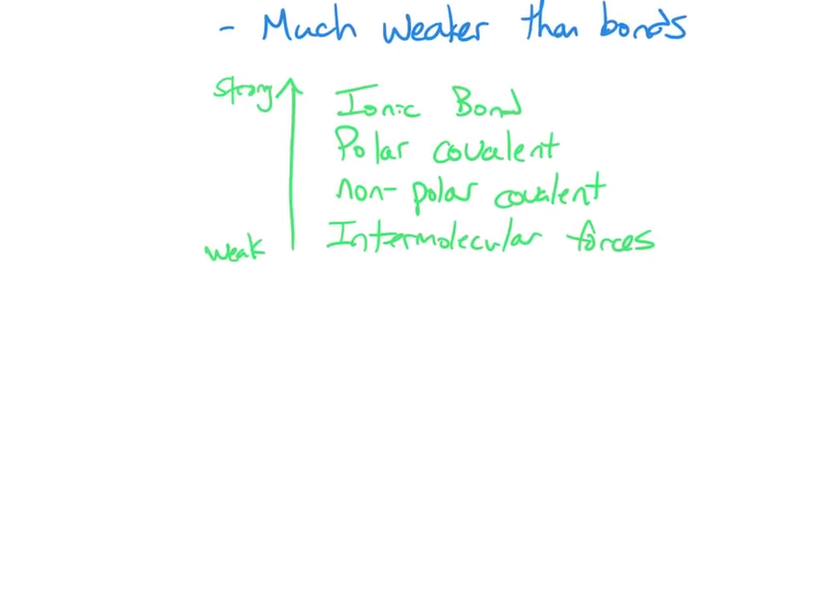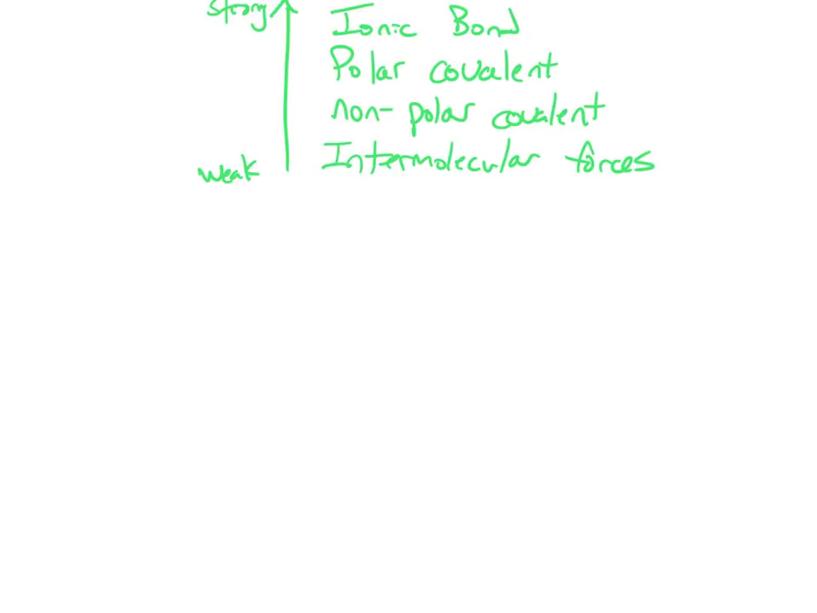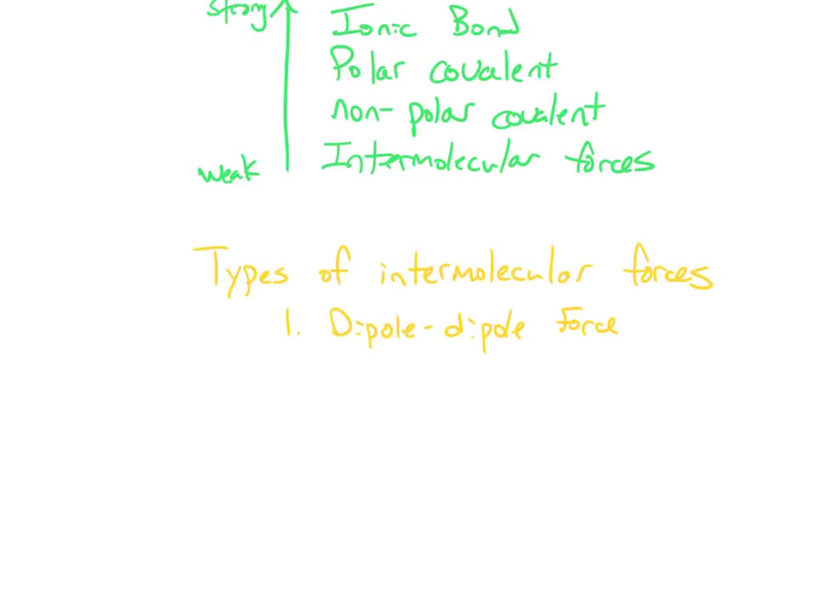Now, as far as intermolecular forces go, there are two types. One is stronger than the other. The stronger of the two is called a dipole-dipole force. The other is called a London dispersion force, and it is the weaker of the two. We're going to take some time to identify which type of molecules exhibit the dipole-dipole force and the London dispersion force, and also discuss the reasons why.